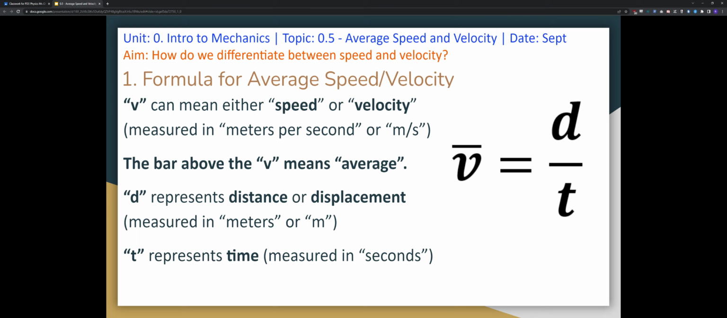So what does a V mean, right? This V can either mean speed or velocity. And just like how you would measure speed or velocity in the United States as miles per hour, we measure speed and velocity in science and in physics and pretty much the rest of the world in meters per second or kilometers per hour. Again, that bar over that V means average. D represents distance or displacement, which you learned in the previous topic, measured in meters. And T represents time.